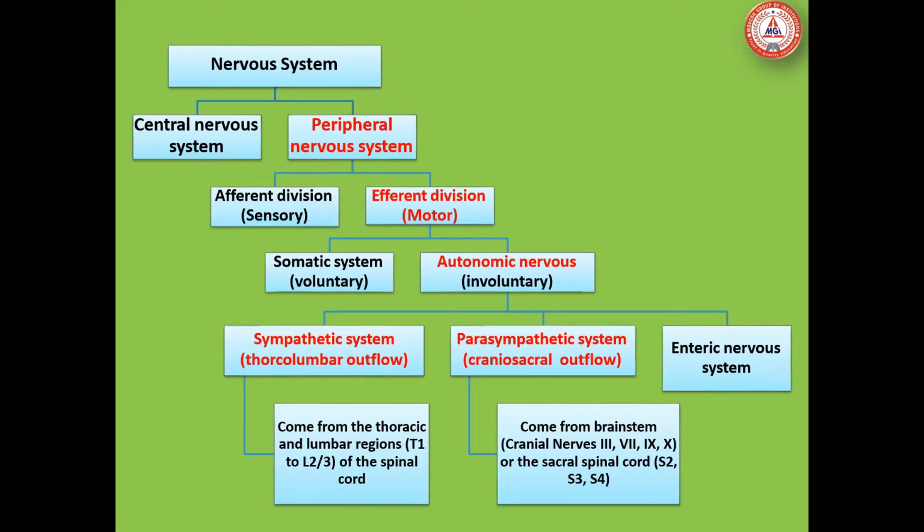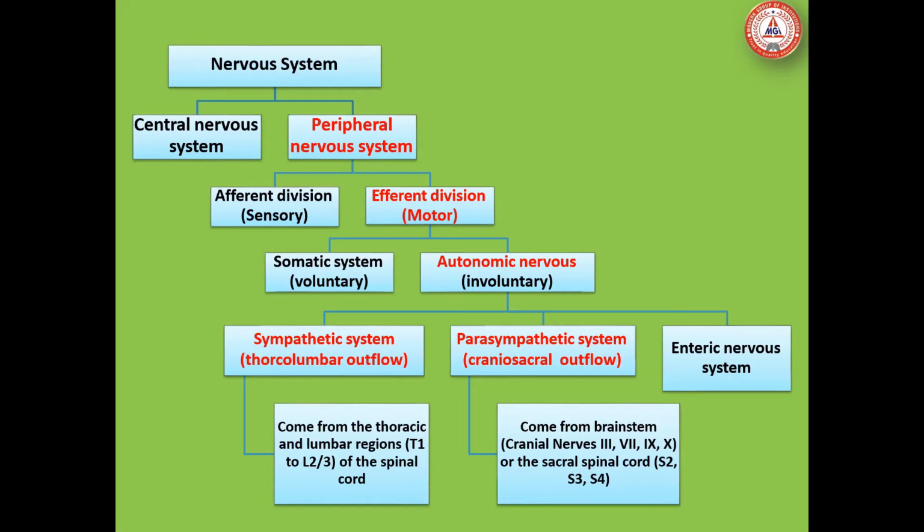Now, the autonomic nervous system is basically divided into three types, that is sympathetic nervous system, parasympathetic nervous system and enteric nervous system. The sympathetic nervous system consists of thoracolumbar outflow and the parasympathetic nervous system consists of craniosacral outflow, and the enteric nervous system is mainly related to the GIT, gastrointestinal tract. The sympathetic nervous system thoracolumbar outflow contains the thoracic and lumbar regions, that is T1 to L2 and L3 of the spinal cord.